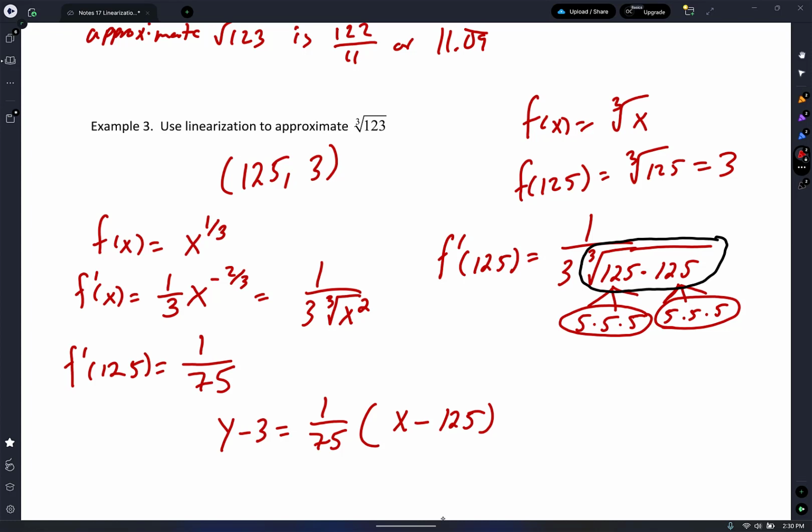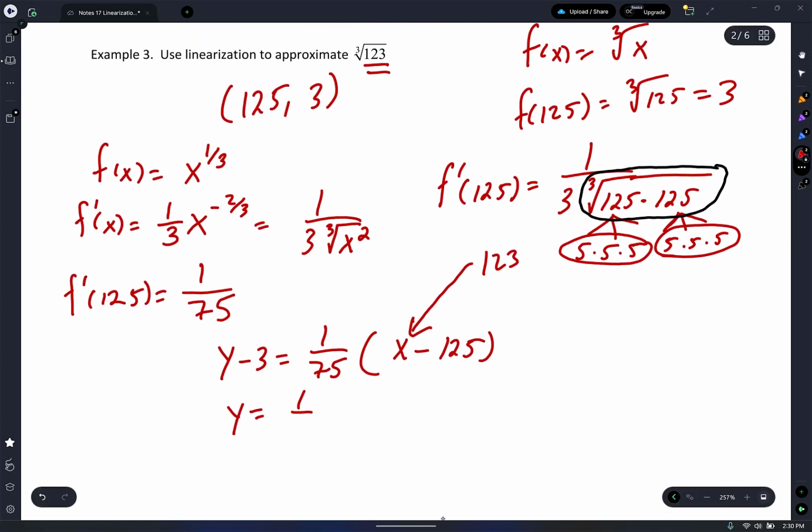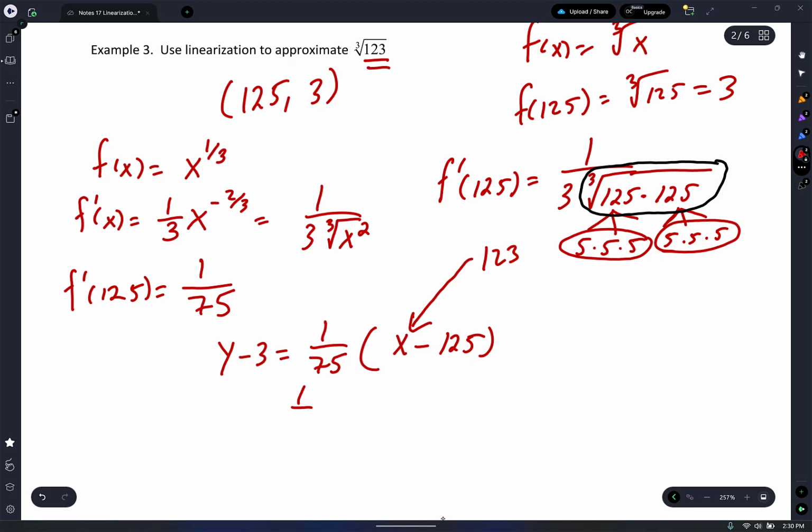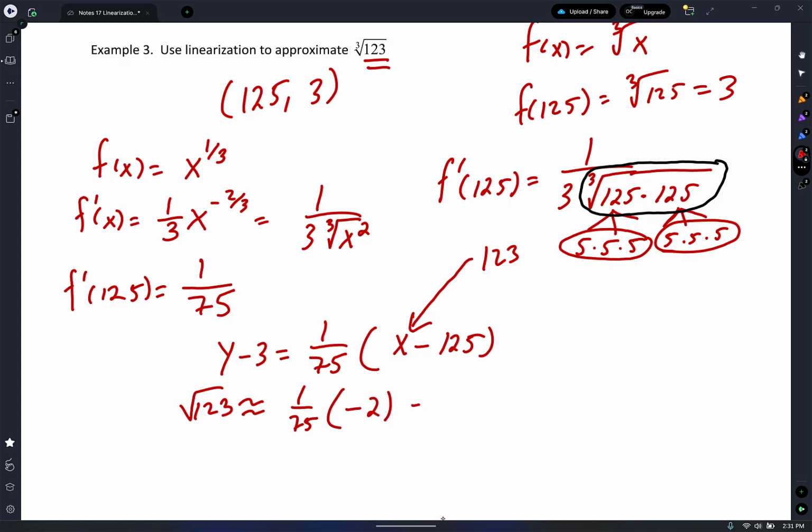All right. What am I going to plug in right there? What do I want to know? 123. The approximate. So I guess I'll write it like this. The cube root of 123 is approximately 1/75 times 123 minus 125. What's that? Negative 2 plus 3. Oh, yeah, the cube root. Okay, what happened? The cube root of 125 is 5. Yes. You're right.